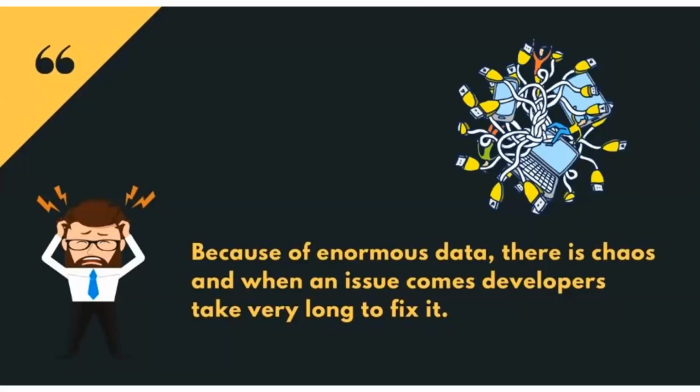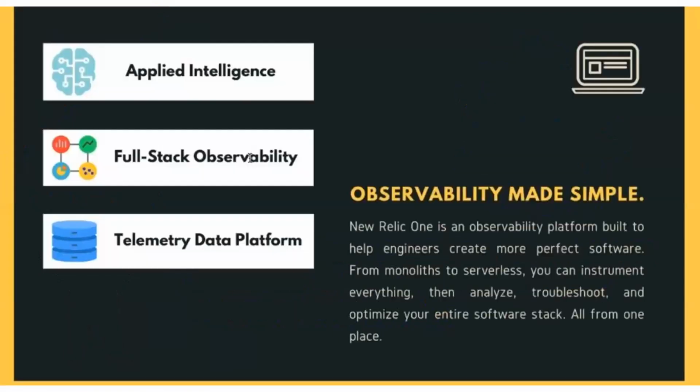Because of the enormous data, there is chaos, and when an issue comes, developers take a very long time to fix it. In other words, the developers, the operations team, and different kinds of people face increasing complexity because of the variety of the data, and it is becoming increasingly difficult for them to find the problem. Sometimes the team members also take time in identifying whether it's a developer issue, a data issue, or a code issue. So that's where, again, New Relic comes to our rescue.